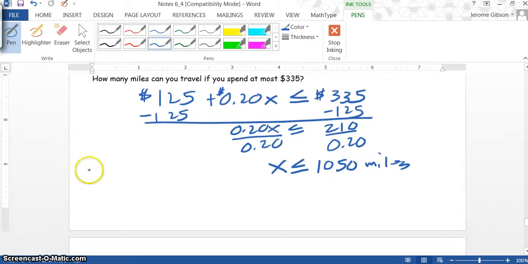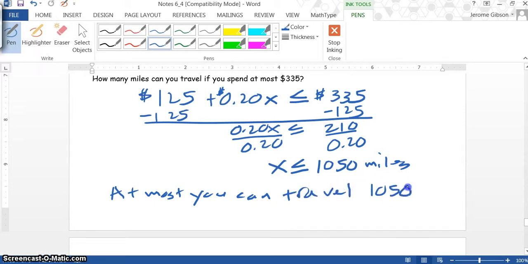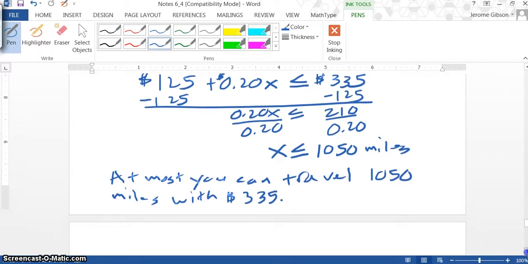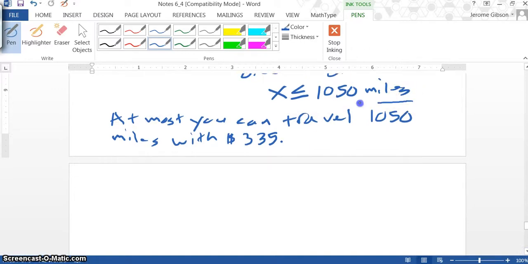So, at most, you can travel 1,050 miles with $335. And that is the final answer.